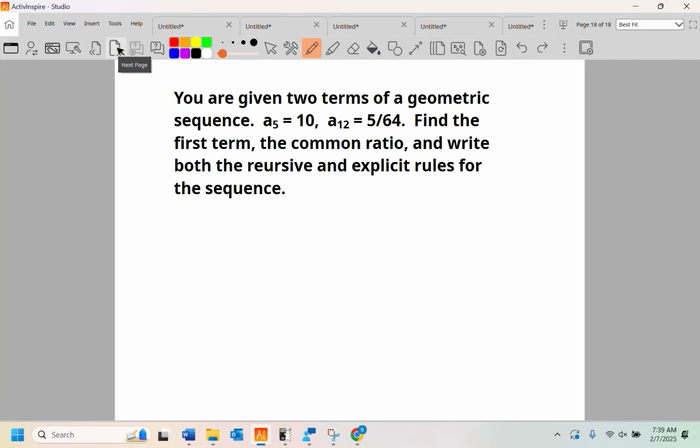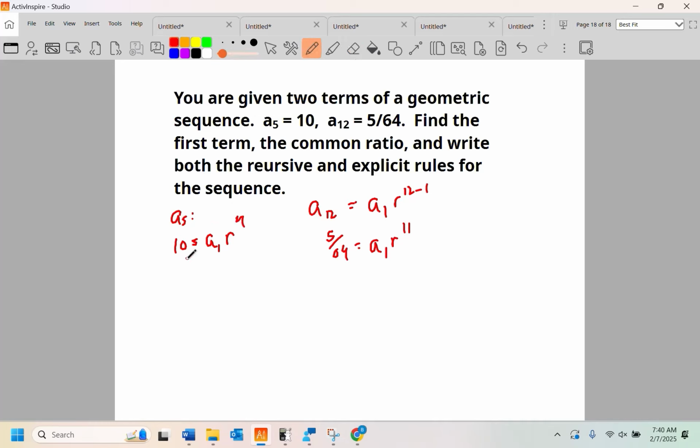And last one, you are given 2 terms of a geometric sequence. The 5th term is 10, the 12th term is 5/64. Find the first term, the common ratio, and write both the recursive and explicit rules for the sequence. Okie dokie. So I talk about a sub 5. It is 10. It must equal the first term times the ratio to the 5 minus 1. I talk about a sub 12. It must equal the first term times the ratio to the 12 minus 1, and a sub 12 is 5/64, so it must equal the first term times the ratio to the 11th. And that guy right there will change to the 4th.